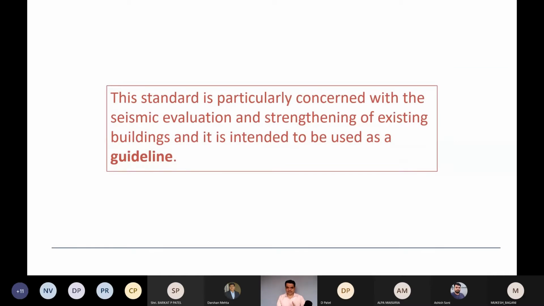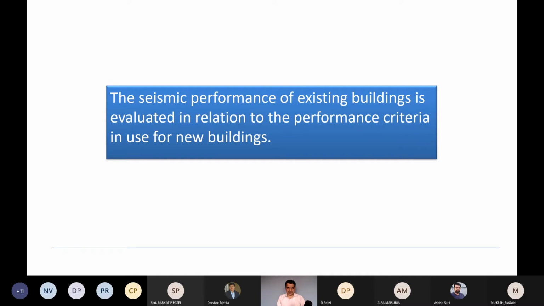So as we just talked about, this is only a guideline, but I'll quickly give you the overview of this code, and then we will get into the buckling restraint brace. But before that, it is better to understand the overall approach mentioned in this code, like the step-by-step approach given before finalizing the mechanism for the retrofitting. The seismic performance of existing buildings is evaluated in relation to the performance criteria in use for new buildings, right? So whenever we approach the retrofitting of any existing building, the criteria will be the same as for new buildings, and that is more challenging, right? Because the new buildings are designed with respect to the older codal provisions.